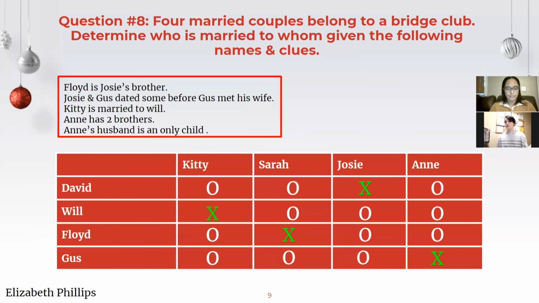And since we already figured out who's married to who for the first 3 people, our last lady, Anne, is going to have to be married to Gus because nobody else is, which means that Kitty will be married to Will, Sarah will be married to Floyd, Josie will be married to David, and Anne will be married to Gus.